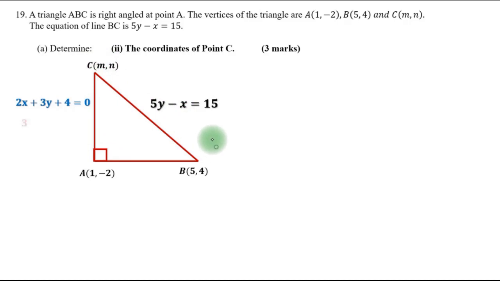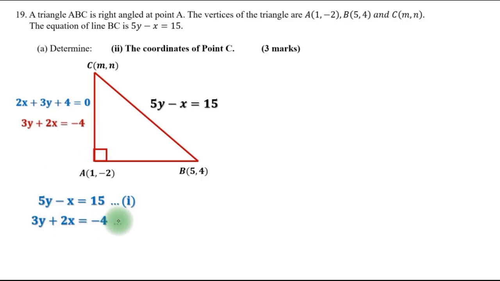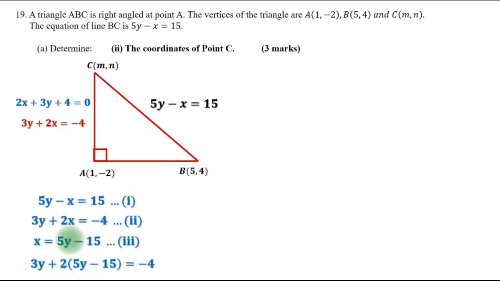And in this equation, it can be written as 3y plus 2x is equal to minus 4. So 5y minus x is equal to 15. That is the first equation. And then the second equation is 3y plus 2x is equal to minus 4. From equation 1, x is the same as 5y minus 15. Therefore, we substitute equation 3 into equation 2. We shall get 3y plus 2 into bracket where we have x, we substitute with 5y minus 15. Close the bracket, will be equal to minus 4.